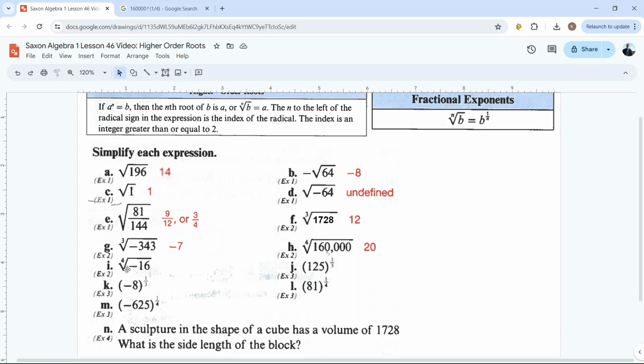All right, the fourth root of negative 16. I see that this is going to be really easy. I don't even have to do the problem. I have a negative under an even root. That's going to be undefined.